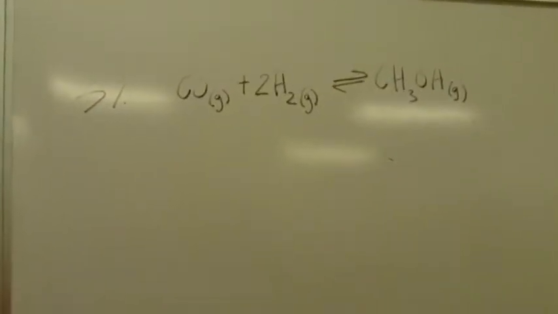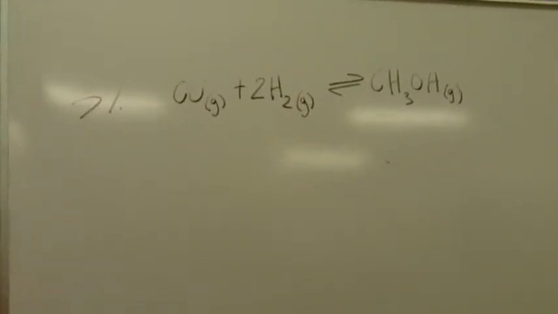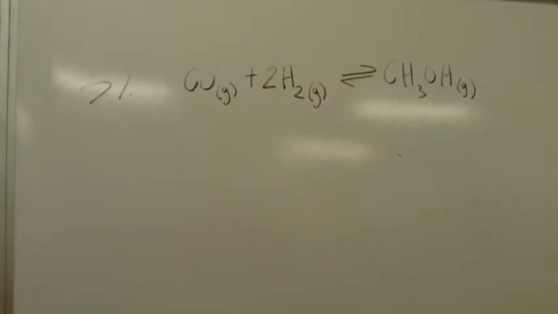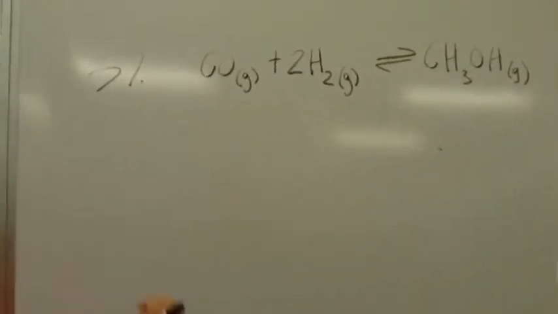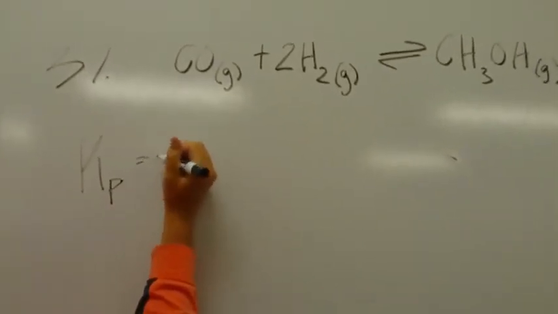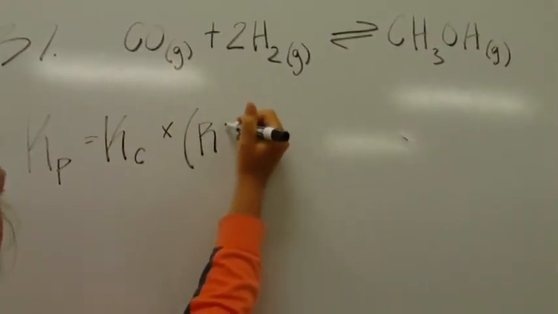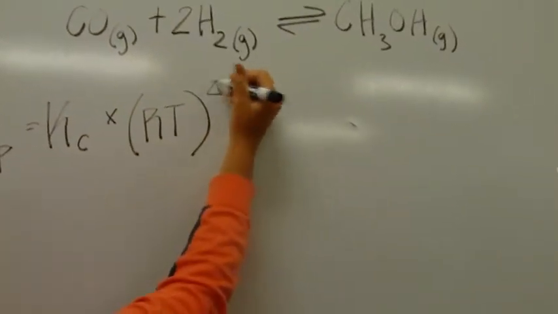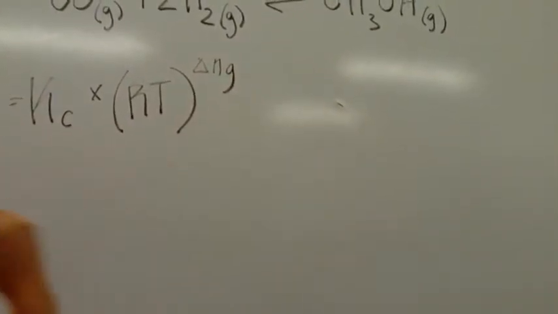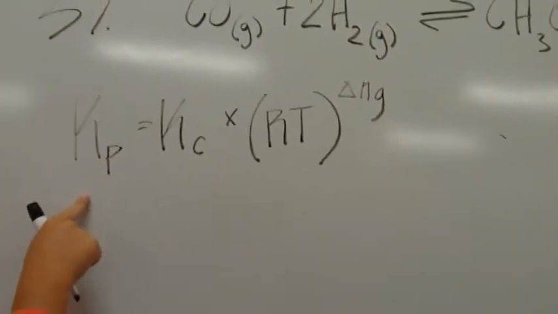15.37 at 773 degrees Celsius, the reaction has a Kc value of 0.4. What is the Kp at this temperature? All right, so for this one right here, we're just going to use this equation. Kp is equal to Kc times R times temperature raised to the change in number of moles of gas. So they tell us what the Kp is. Actually, the Kp is what we're trying to find.